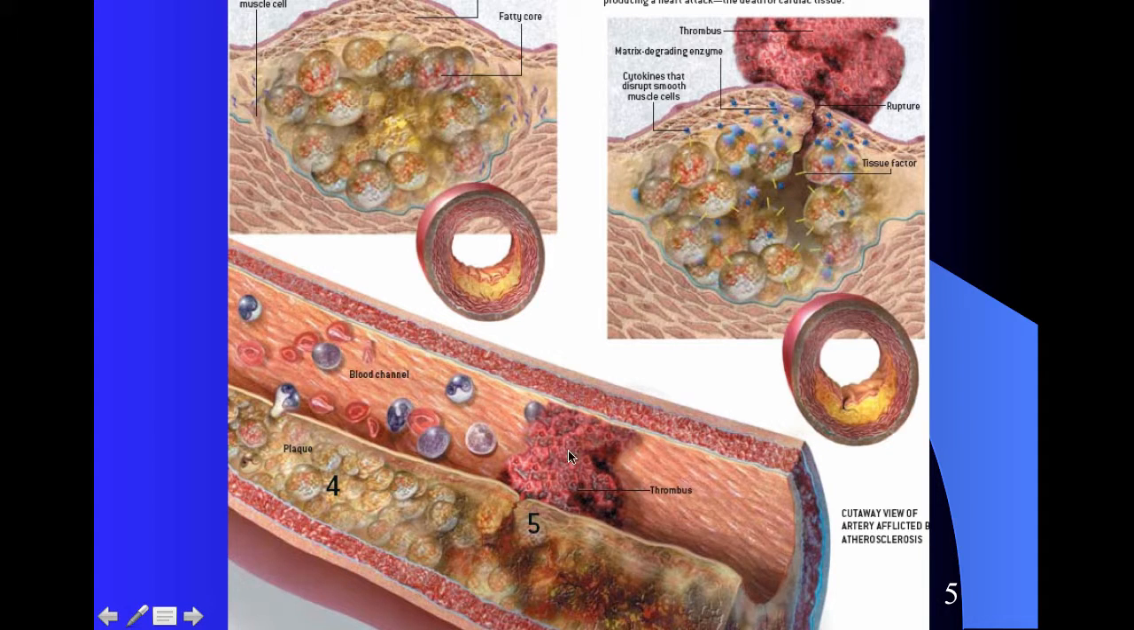So there are a few ways to diagnose this. You can do imaging studies now where they're actually looking for it, but a lot of times they don't know this is occurring until something drastic happens.